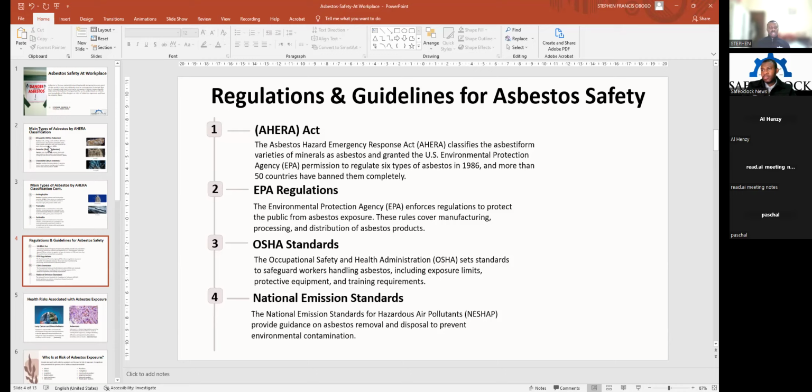And also within the United States, we have the National Emission Standard. This standard also sets a standard for air pollutants. Okay, they also provide guidance on asbestos removal and disposal to prevent environmental contamination.